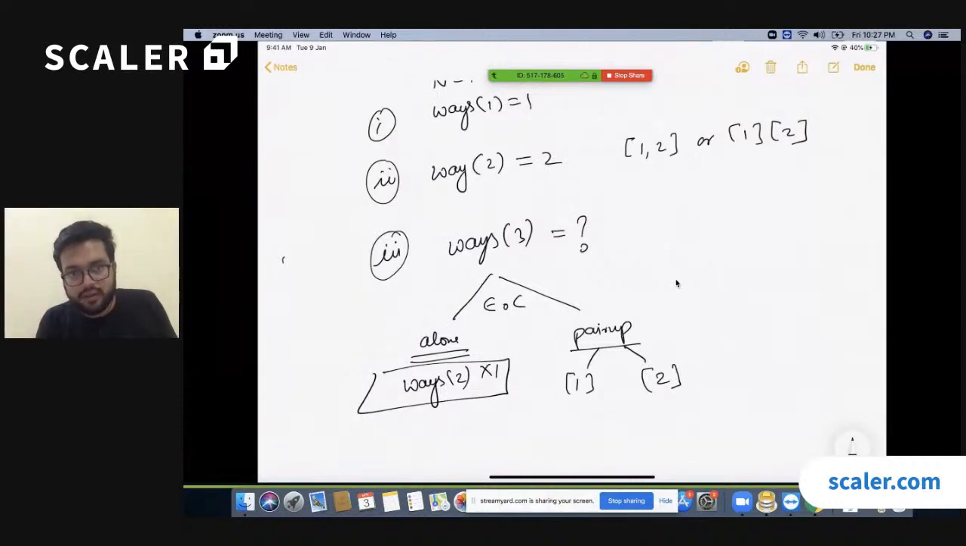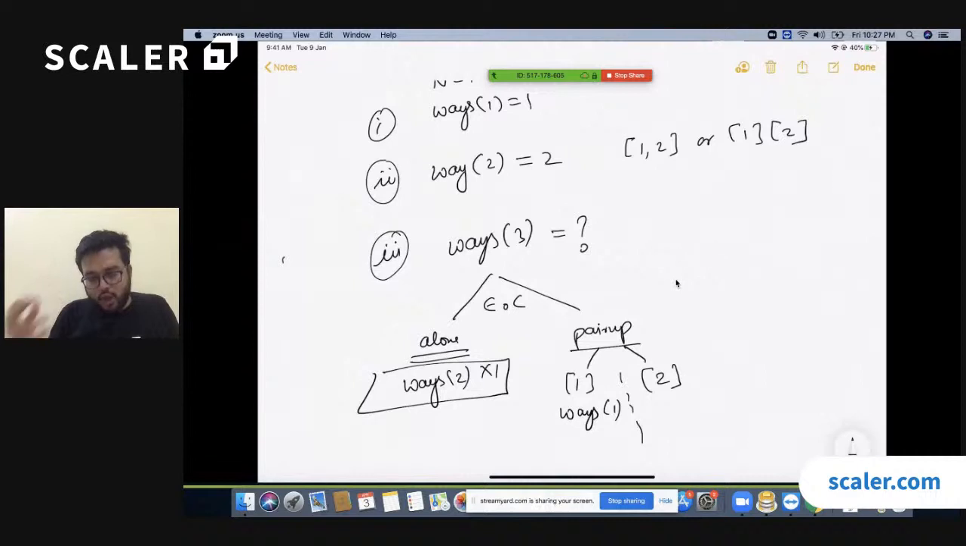Does it make sense, people? If he pairs up with person 1, how many people are remaining in the party to enjoy? I am the third person, paired up with the first person, so he's busy and I am busy. Only the second person is remaining. So I reduce my problem to finding the number of ways one person can enjoy the party. Similarly, if I pair up with the second person, then only the first person is available. That would also mean there is only one person remaining, and there is one way for him to enjoy.